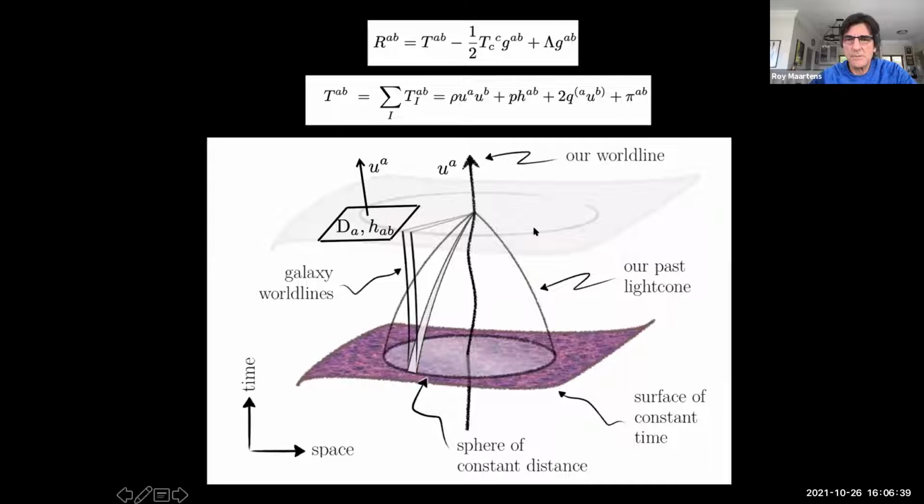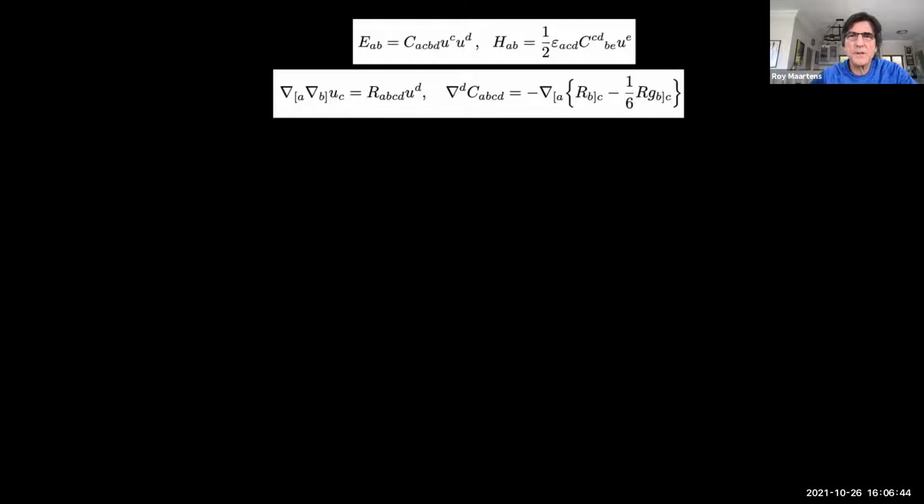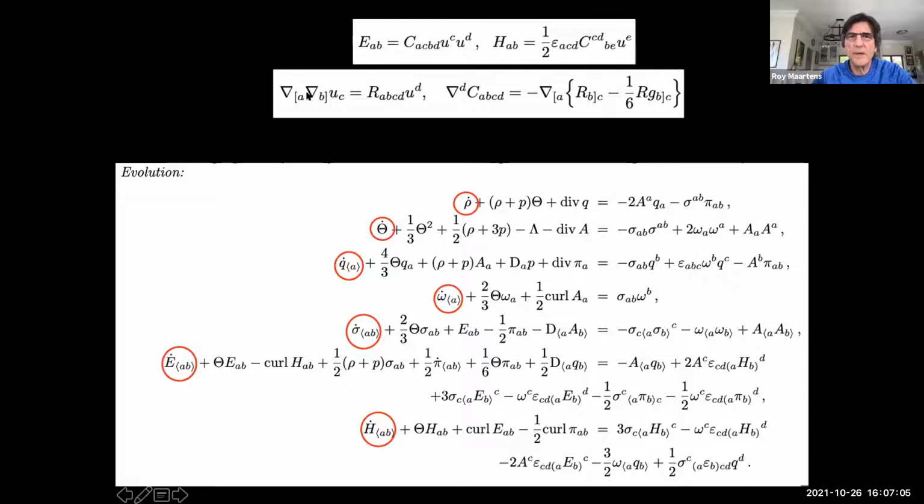But then the key point about this approach is that instead of directly decomposing Einstein's field equations, we use the Weyl tensor together with the Bianchi identities and the contracted Bianchi identities to operate as our evolution and constraint equations. So the evolution equations coming from these two equations here are equations for the time derivative of rho, where rho is the total rho, theta, q, omega, sigma, and then the electric and magnetic parts of the Weyl tensor.